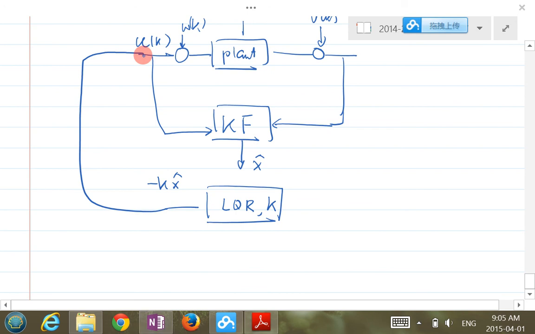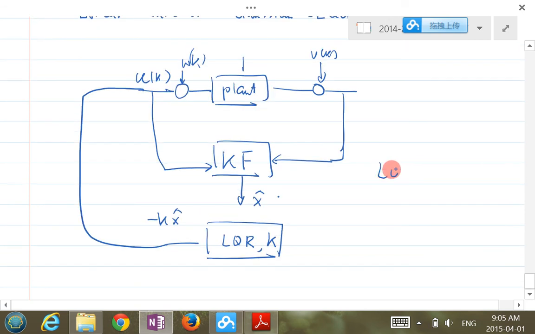So this structure here is, simply put, the LQG. Again, this is a regulation. It's a regulation here. And you can expand that using the lecture that we had previously, to make it a reference type of LQG, a tracking type of LQG here.